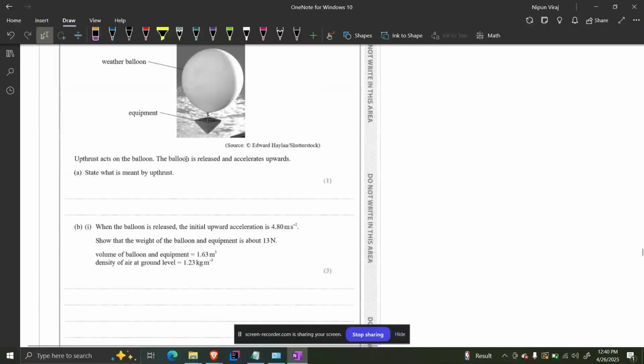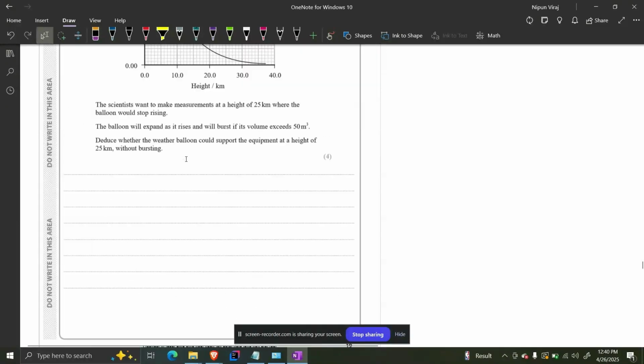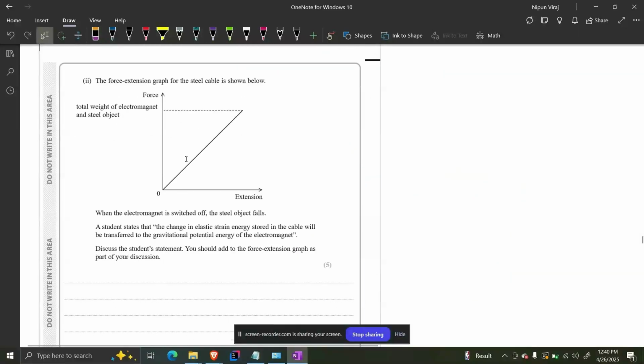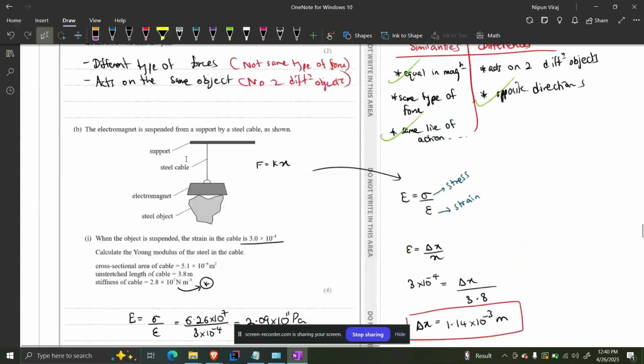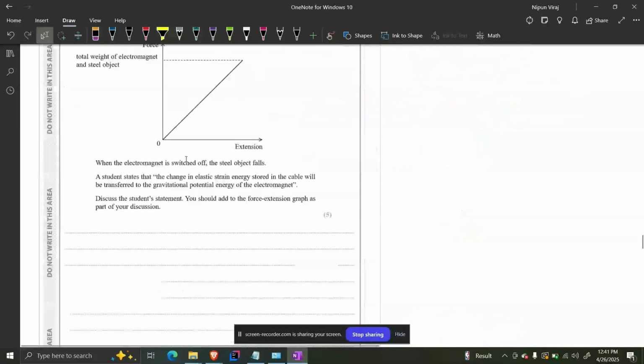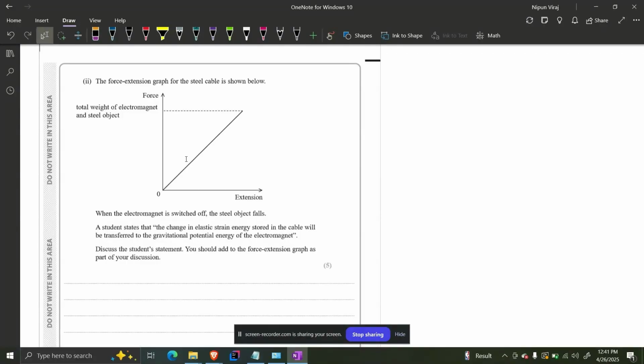Then the next question, the 17th question, is related to thrust, right? Okay, let's go to this question. The force extension graph is shown. When the electromagnet is switched off, the steel object will fall. A student states that the change in elastic strain energy stored in the cable will be transferred to the gravitational potential energy of the electromagnet. Okay, so this is very important.